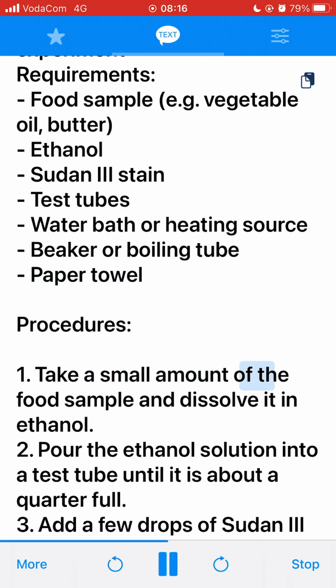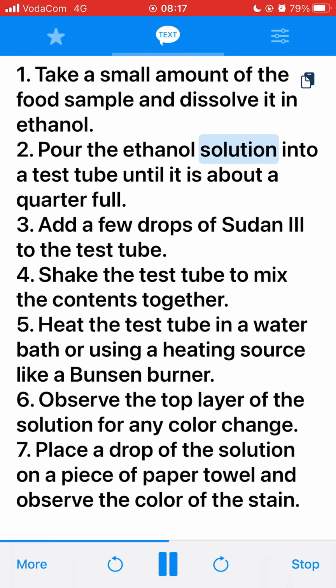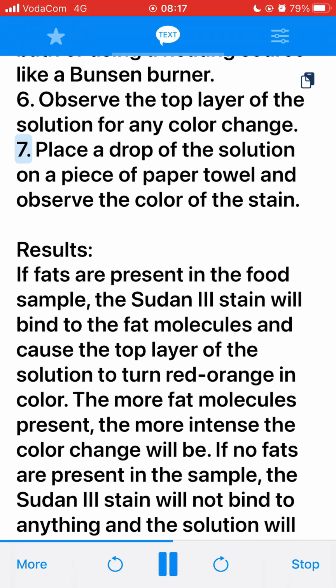Take a small amount of the food sample and dissolve it in ethanol. 2. Pour the ethanol solution into a test tube until it is about a quarter full. 3. Add a few drops of Sudan III to the test tube. 4. Shake the test tube to mix the contents together. 5. Heat the test tube in a water bath or using a heating source like a Bunsen burner. 6. Observe the top layer of the solution for any color change. 7. Place a drop of the solution on a piece of paper towel and observe the color of the stain.